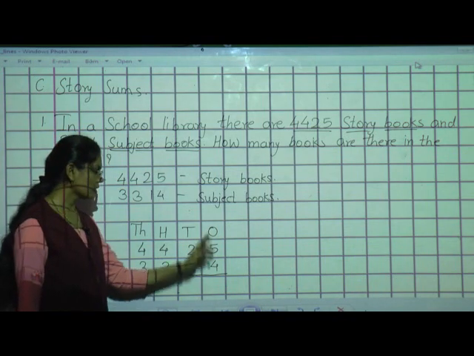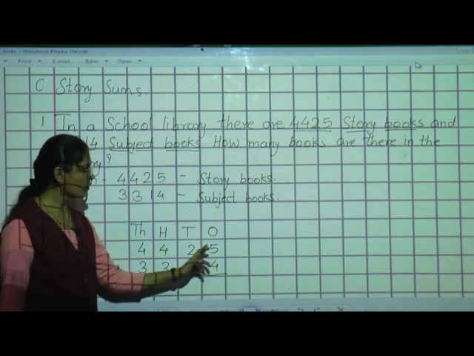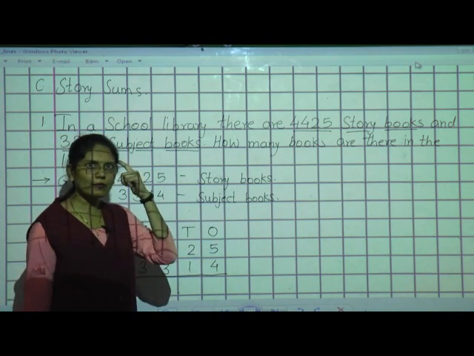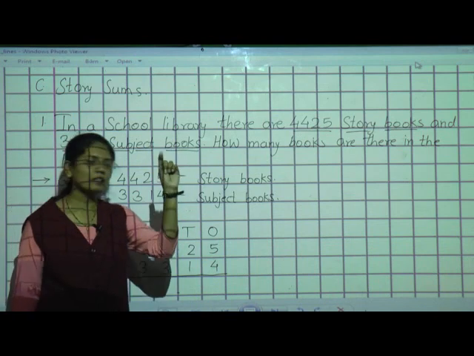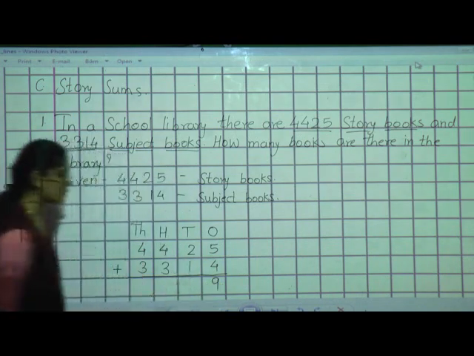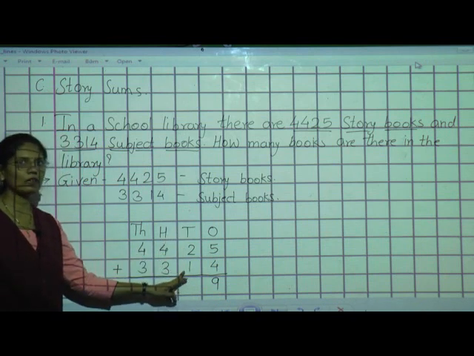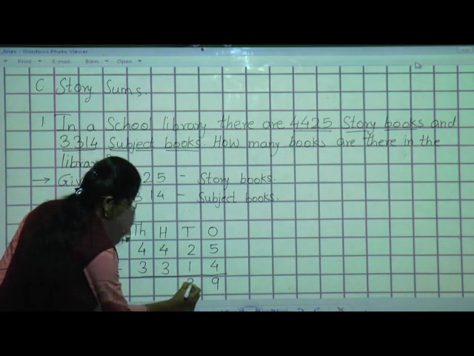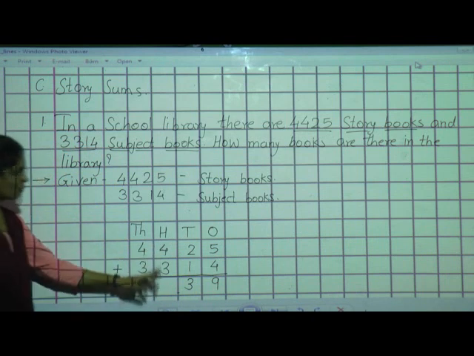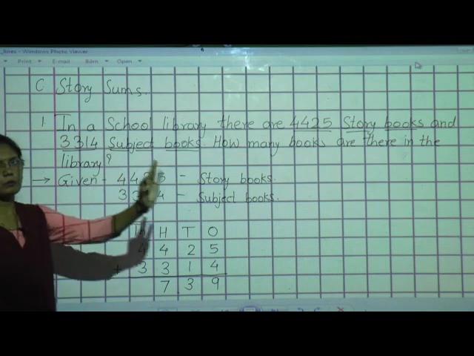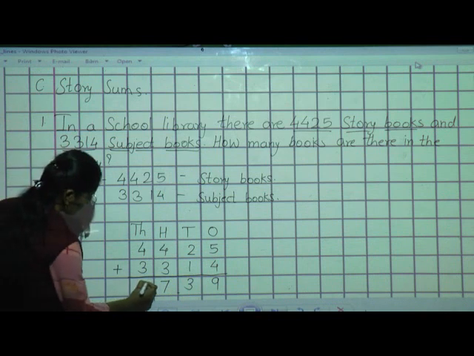Now do the addition. See the ones place number. At ones place 5 and 4 are there. 5 plus 4: keep 5 in your mind, after 5 count 4 fingers, 6, 7, 8, 9. So 5 plus 4 is 9. Now see the tens place number. At tens place 2 is there and 1 is there. So 2 plus 1 is 3. Now see the hundreds place, 4 plus 3. After 4, count 3 more fingers, 5, 6, 7. And again at thousands place, 4 plus 3 is 7.